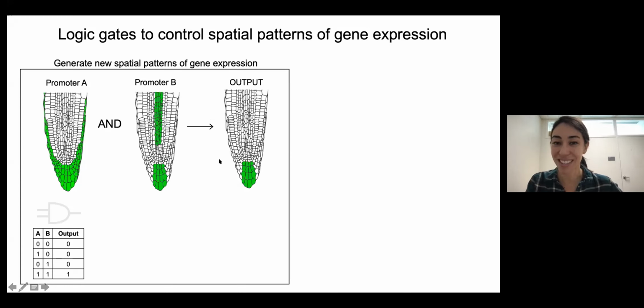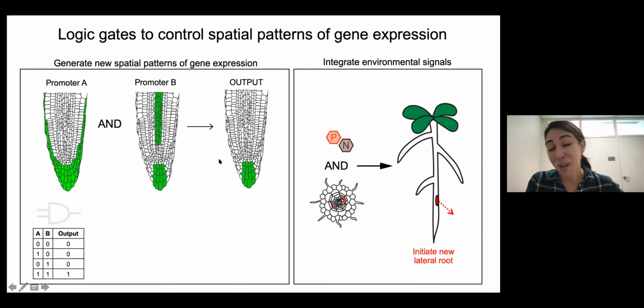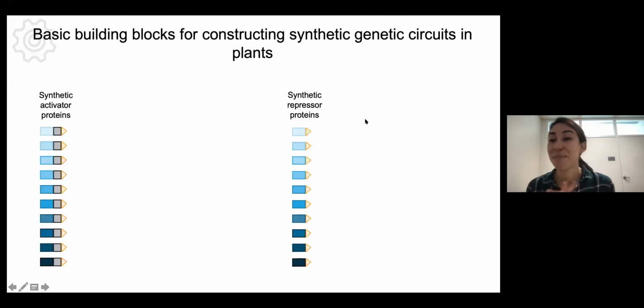So in this way, you can build a new expression pattern out of promoters that you have already characterized. In addition, if you can build genetic logic gates, you can integrate environmental signals. So you may be able to do something like respond to the presence of a fertilizer or other chemical in just specific cell types using an AND gate, and in that way initiate growth or a specific change in structure in response to an environmental cue. Okay, so that's why we want to use logic gates. Now, how do we build them?